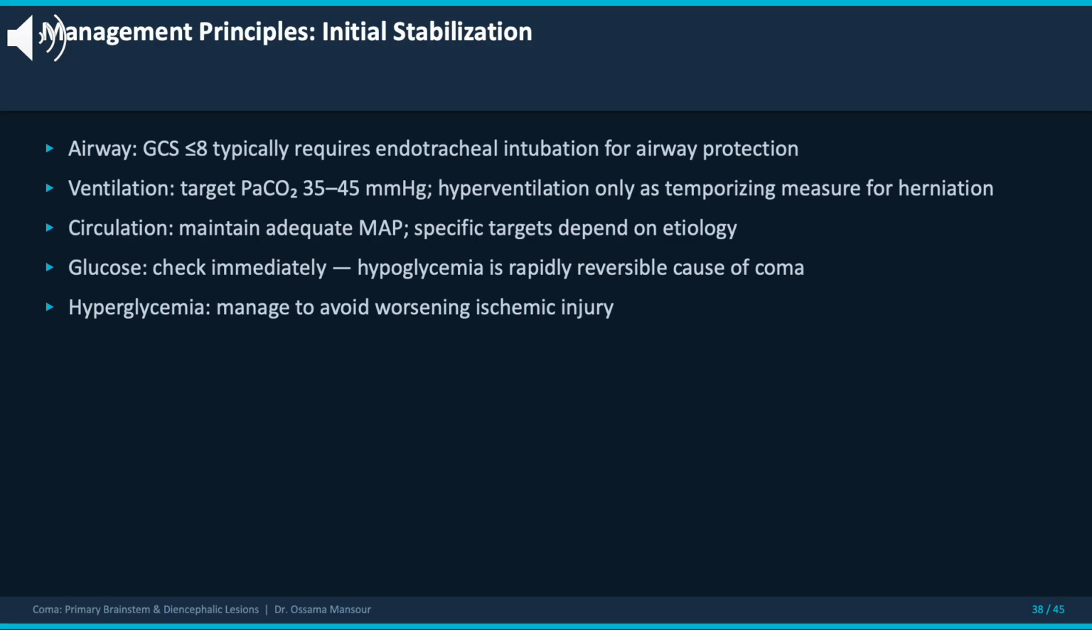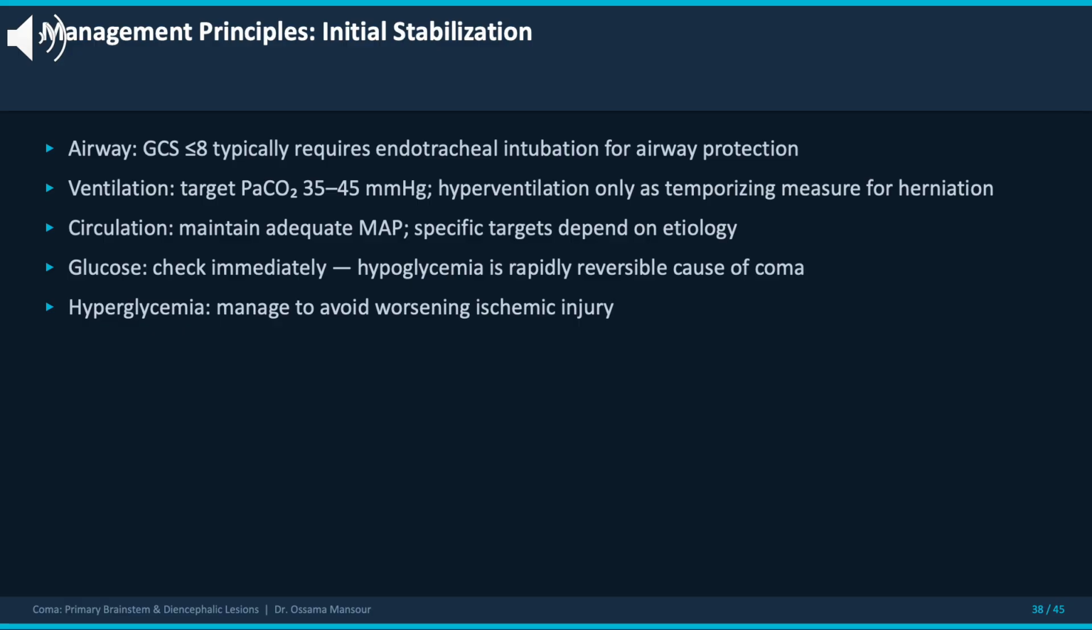The management of the comatose patient begins with the fundamental principles of emergency medicine: securing the airway, ensuring adequate breathing, and maintaining circulation, the ABCs. Airway management is the first priority. Comatose patients with a GCS of 8 or less typically require endotracheal intubation to protect the airway from aspiration and to ensure adequate ventilation. Rapid sequence intubation using appropriate sedation and neuromuscular blockade should be performed by experienced personnel.